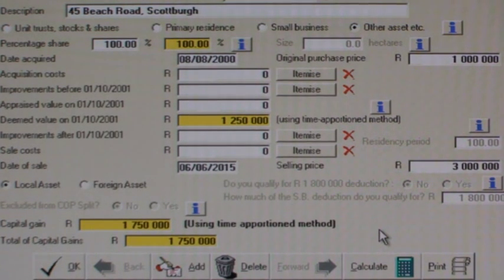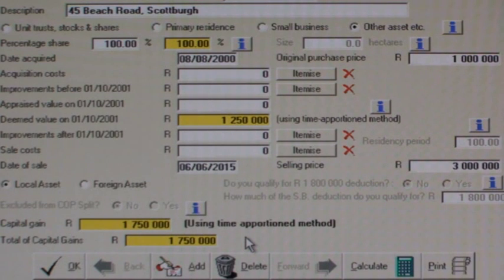Subtract this calculated base cost from our selling price of 3 million and we get our gain of 1,750,000 rand. Now SARS has fine-tuned these rules a bit over the years and factoring in expenses and costs has become a bit simpler. For example, any acquisition costs and improvements made before the valuation date are now treated as if they were incurred on the date of purchase.